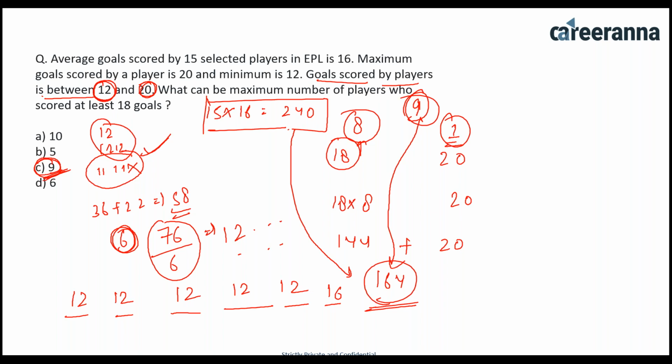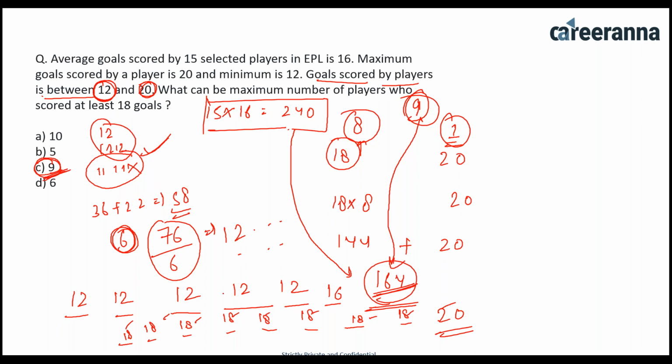You just have to catch two things. The first one is it will be 164 by 6. Why 164 by 6? 164 will be divided among these people. Let me explain how. 18, 18, 18, 18, 18, 18, 18, 18, 18, and this 20. Now you can see this is the maximum number of players who scored 18 plus: 1, 2, 3, 4, 5, 6, 7, 8, 9.